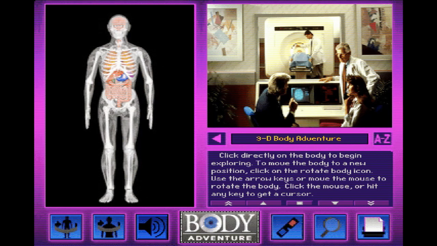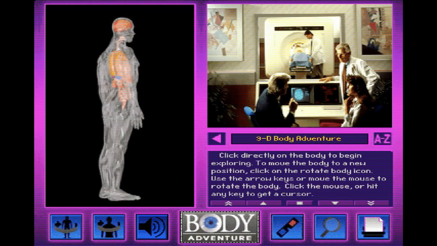Oh yeah, it's a cool beat. 3D Body Adventure. Click directly on the body to begin exploring. To move the body to a new position, click on the rotate body icon. Use the arrow keys or move the mouse to rotate the body. Click the mouse or hit any key to get a cursor. Let's spin them around.